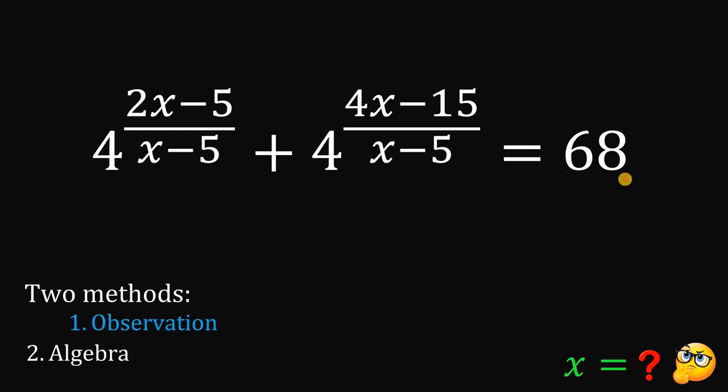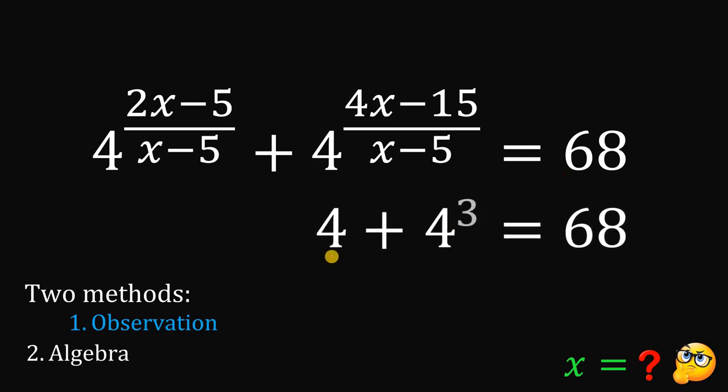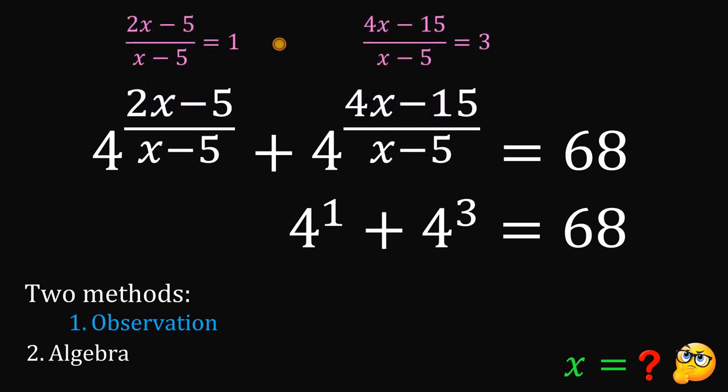Alright, now, this 68 must be equal to 4 plus 64. Now, why do we choose 4 and 64? Because, take note that the base on the left side of our equation is 4. And take note that 64 is just 4 raised to the power of 3. And this 4 must be written also as 4 raised to the power of 1. So, 4 raised to 1 plus 4 raised to 3 must be equal to 68 also. So, we can say that (2x minus 5)/(x minus 5) equals 1, or (4x minus 15)/(x minus 5) equals 3. And let's check if our observation works.